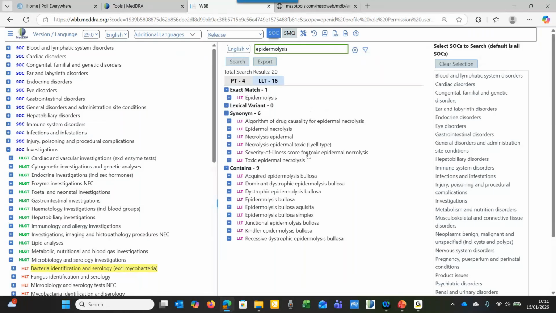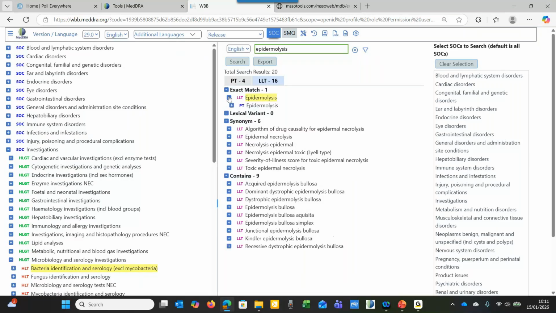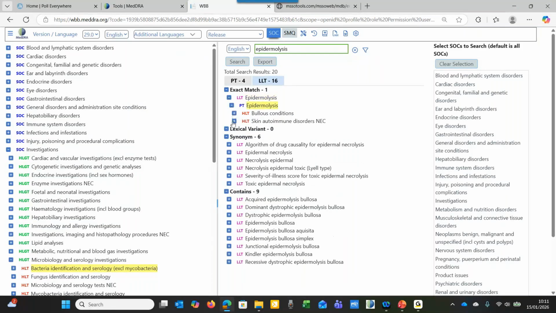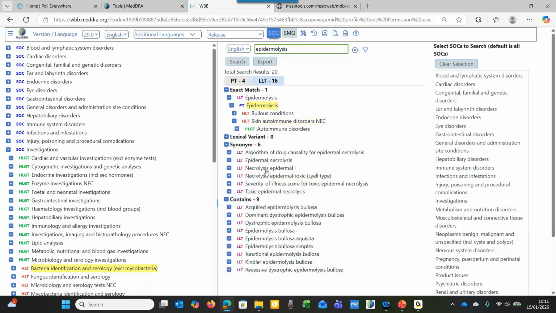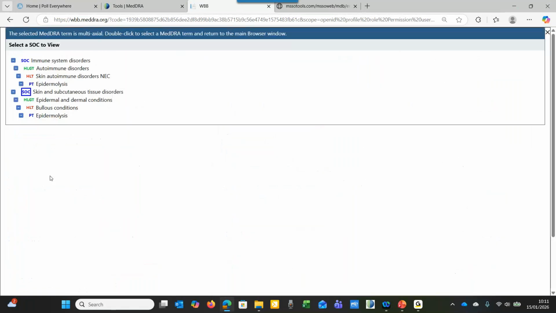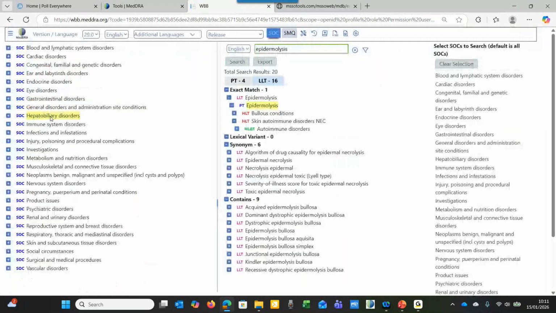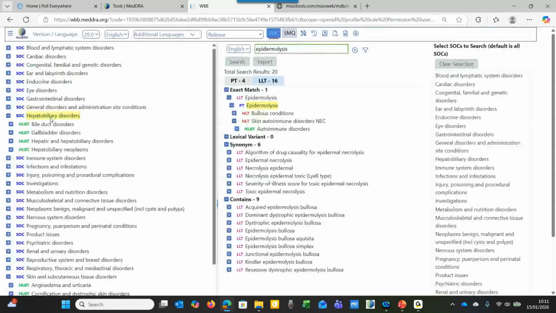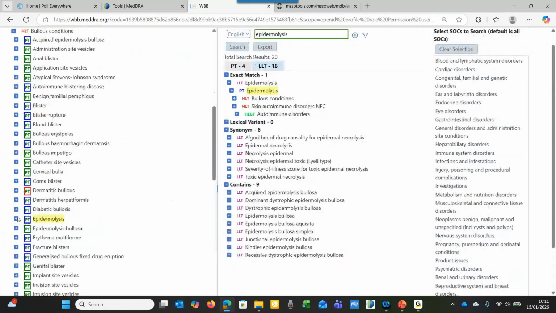Epidermal necrolysis. Epidermolysis. It is the exact match. That's under the PT of epidermolysis, bullous conditions, and skin autoimmune conditions. So let's go to the browser and see where it is. There it is. It's under bullous conditions. So that might well be the one we want, epidermolysis.